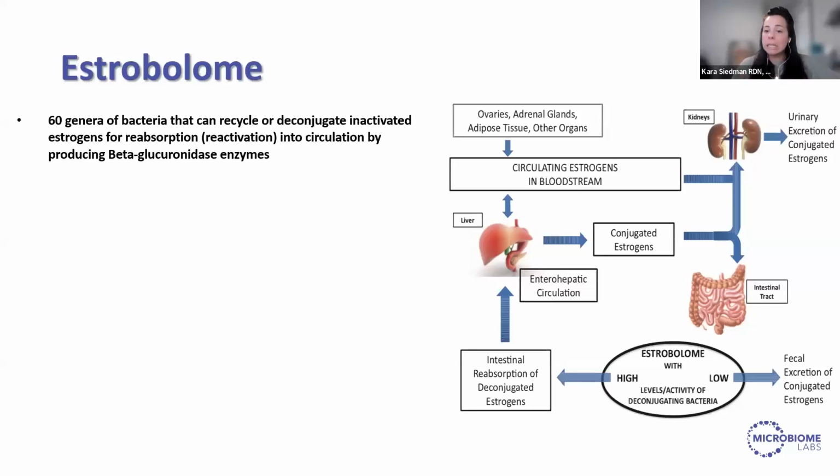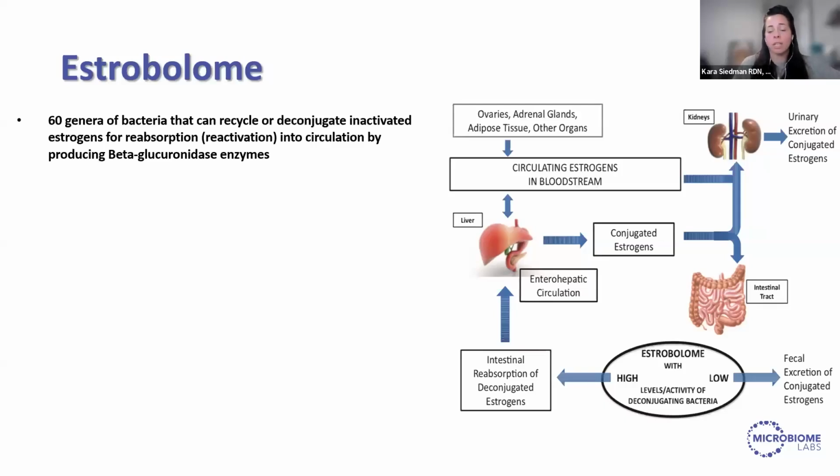So estrogen is cleared in the body by being metabolized, or conjugated, in the liver. And then the liver sends it through bile and it essentially gets dumped into the GI tract for further digestion by our gut microbiota, so that then it can be excreted, right? And so the estrobolome is the group of bacteria that can recycle, or essentially deconjugate, estrogens for reabsorption.